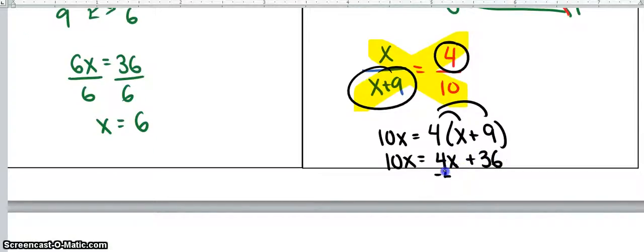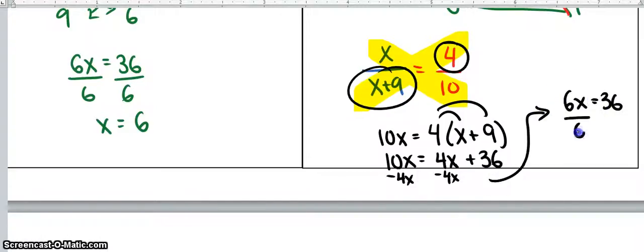Okay, subtract the 4x so you can combine those x terms there. So 10x minus 4x, and I'm going to move this up here because I ran out of room. 10x minus 4x gives us 6x equals 36. Divide both sides by 6. Look, you wind up getting the exact same thing.